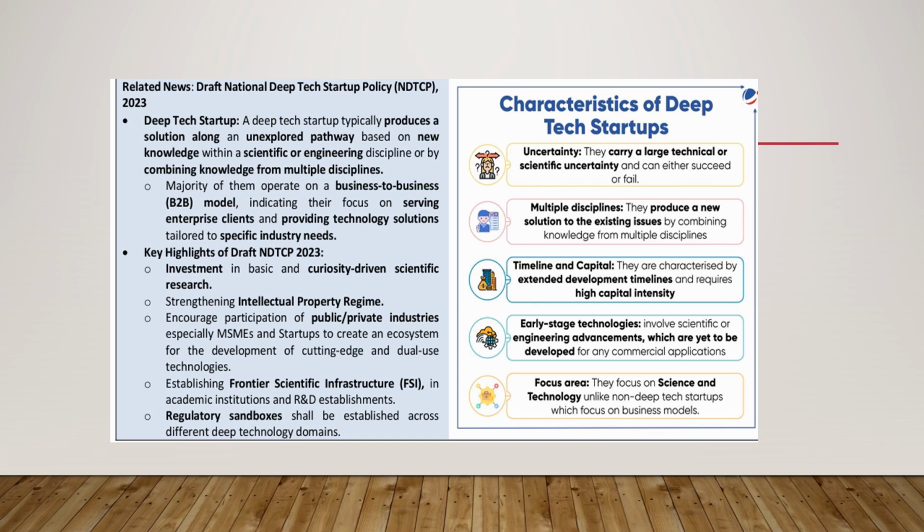What are the characteristics of a deep tech startup? We have uncertainty. They carry a large technical or scientific uncertainty and can either succeed or fail. We have multiple disciplines. They produce a new solution to the existing issue by combining knowledge from multiple disciplines. We have timeline and capital. They are characterized by extended development timelines and require high capital intensity.